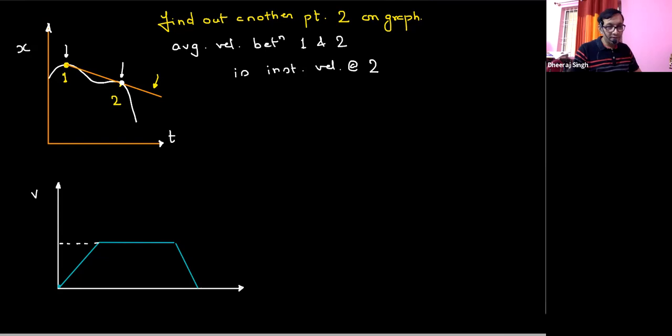On the y-axis, we have velocity. On the time axis, we have t. This is t, 0, 2t. This end is 20 seconds.